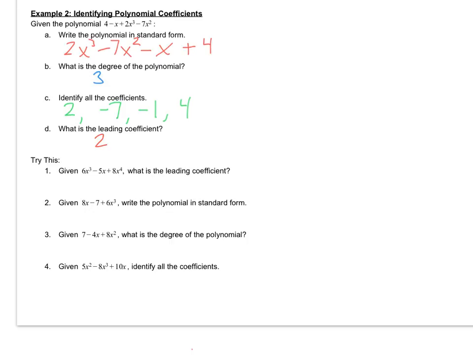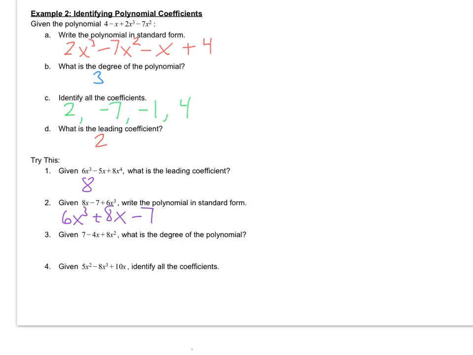The correct answers, if you take a look at number 1 and it asks for the leading coefficient, you're looking for the number in front of the exponent, or the biggest exponent, which would be 8. In number 2, to write your polynomial in standard form, we start with the biggest exponent, which is 6x to the third. Going down the line would be then our positive 8x, ending with our constant, which is minus 7.